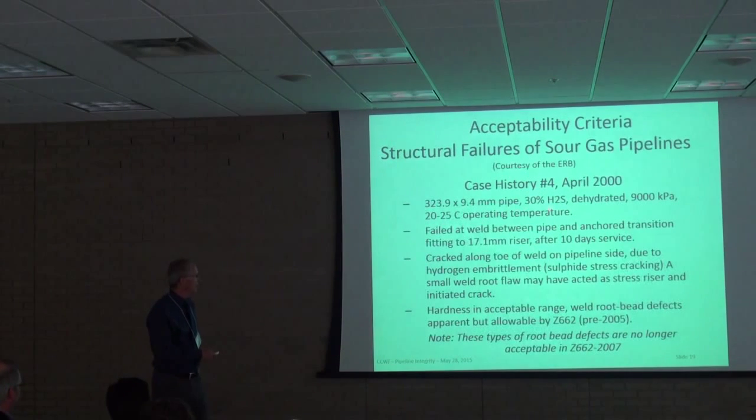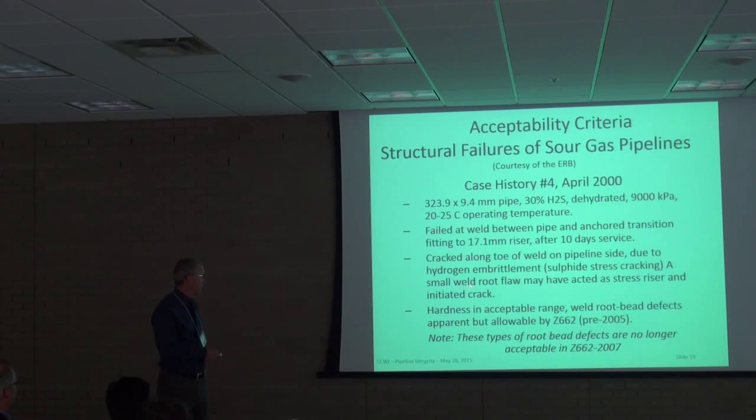Another example: this was a gain line that failed at a pipe in a transition fitting. It only took 10 days. The gain is wet, 30% H2S, but it was a dehydrated line of gain, so it should have been dry. But it cracked along the weld on the pipeline side.